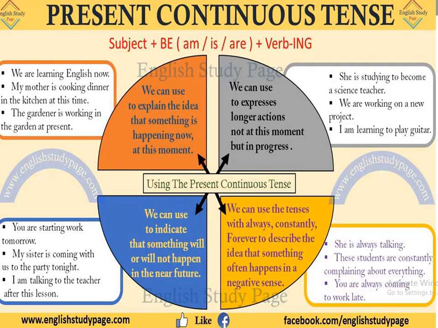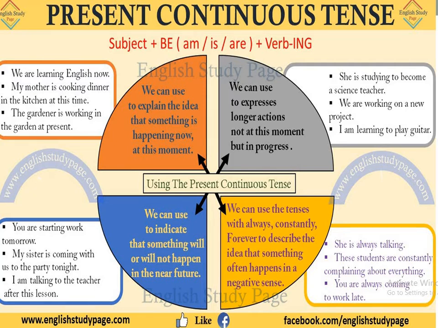Now here we are going to see how we use the present continuous tense and why we use it. We can use it to explain something which is happening now, at this moment. The things which are happening right now can be explained through the present continuous tense. We can also use it to express longer actions, not at this moment but in progress.